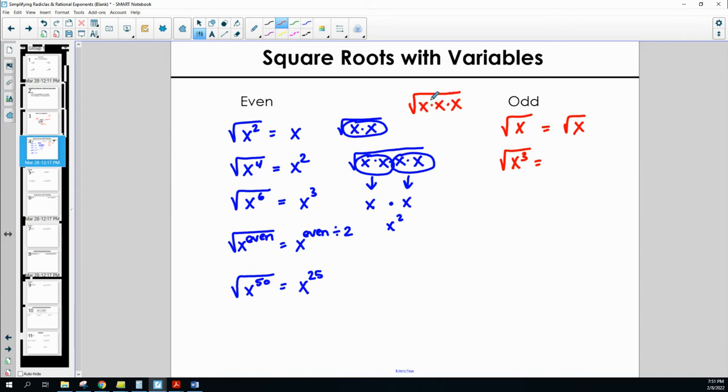in which case we're looking for pairs again. So we have a pair of x's here, which would come out of the radical as an x, and then we have this x that's left over, and that would stay in the radical. So x square root x.